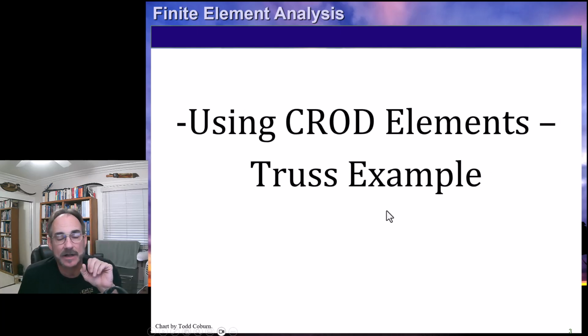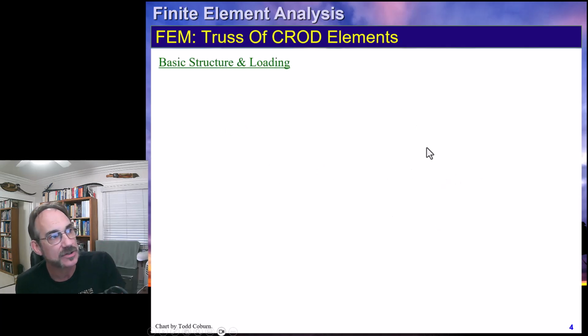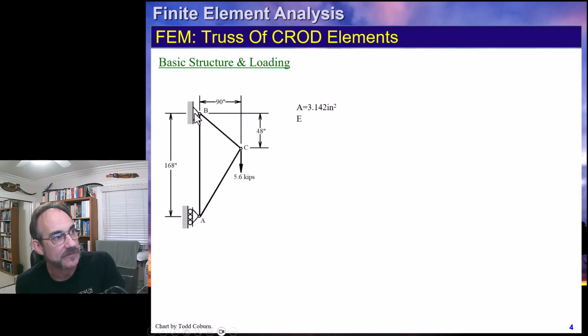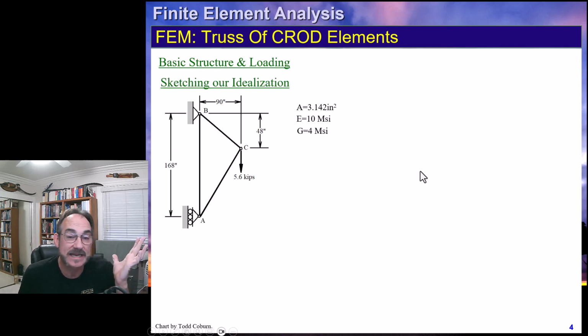So let's talk about other ways to use CROD elements in greater detail. Okay, so let's look at a simple truss. Let's say we have a truss like this. We've got a pin here and a roller joint, we have an applied load, and these three members are all rods. I mean, that's all we need. This is the same kind of problem as you can solve in statics.